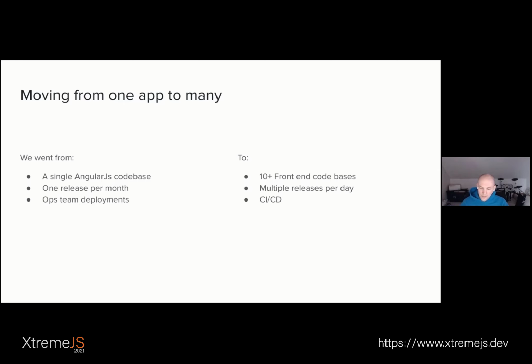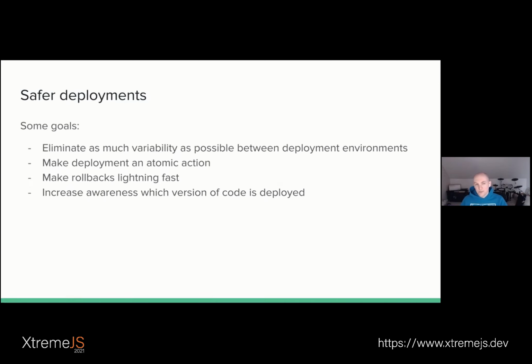The biggest thing that we were looking to do is make our deployments as absolutely safe as possible. So we came up with some goals that we wanted to achieve as a part of this. The first goal was that we wanted to eliminate as much variability as possible between our deployed environments. We wanted our test environment to look as close to our production environment as we possibly could. We also wanted to make deploying a very atomic action, something very simple, where there was one thing that was changing, and that one thing was dictating what was out in production versus what was out in staging.